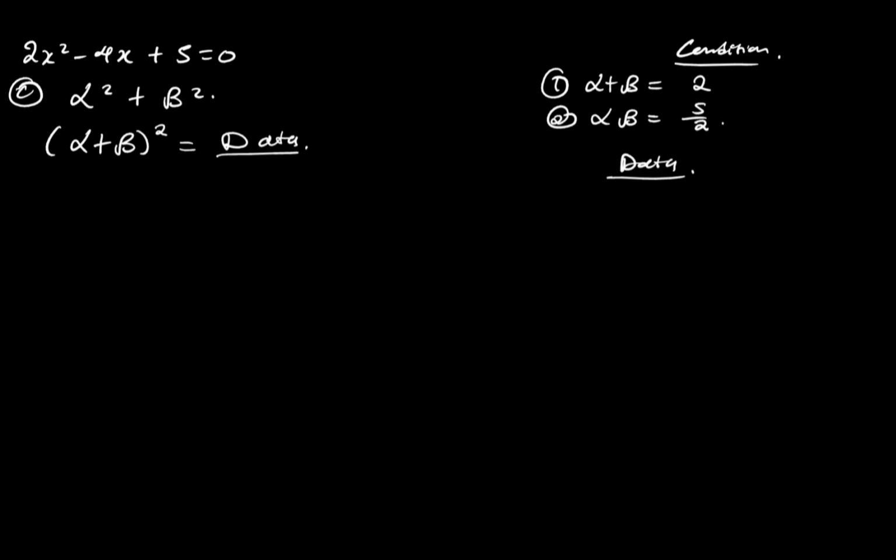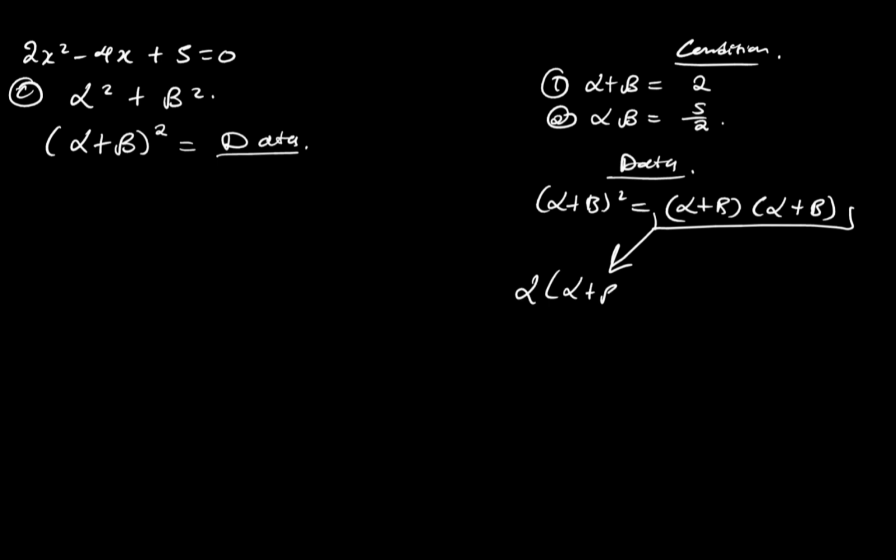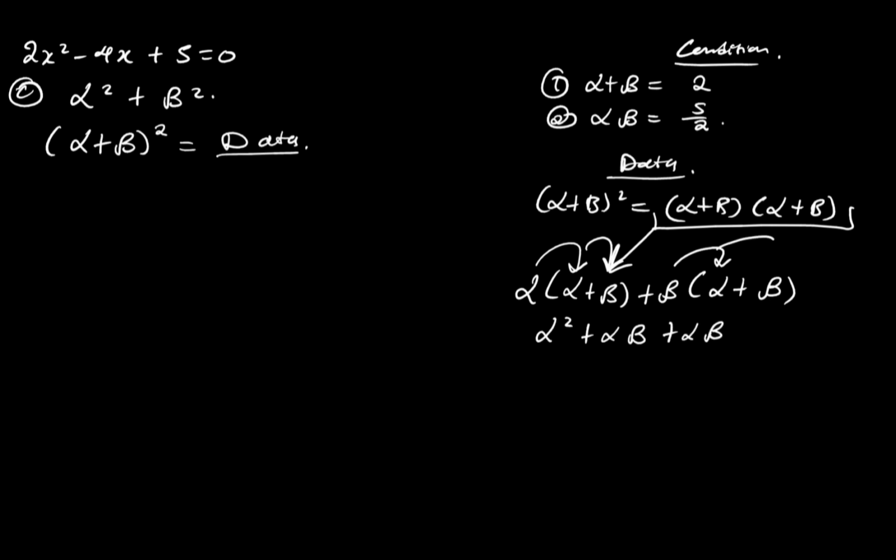When I expand alpha plus beta squared, alpha plus beta squared is the same as alpha plus beta times alpha plus beta. So now I want to find the value of this. I'm going to expand this here. I'm going to get alpha and multiply it by alpha plus beta. Then I'll get the second element, which is plus beta, multiplied by alpha plus beta. Then alpha times alpha will give me alpha squared. Alpha times beta will give me plus alpha beta. Then beta times alpha will give me plus alpha beta. Then beta times beta gives me beta squared.